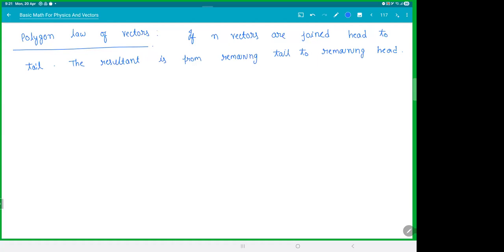It is the same thing, Dhruv, head to head or tail to tail. Told you, na? There's no difference between them. Just don't connect a head and a tail. Because if you have two vectors like this, this angle and this angle are always equal. So head to head or tail to tail, it is the same thing. Clear?